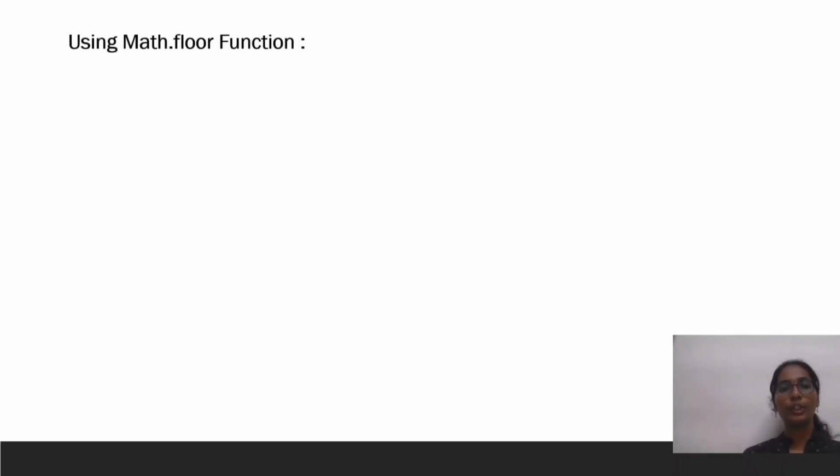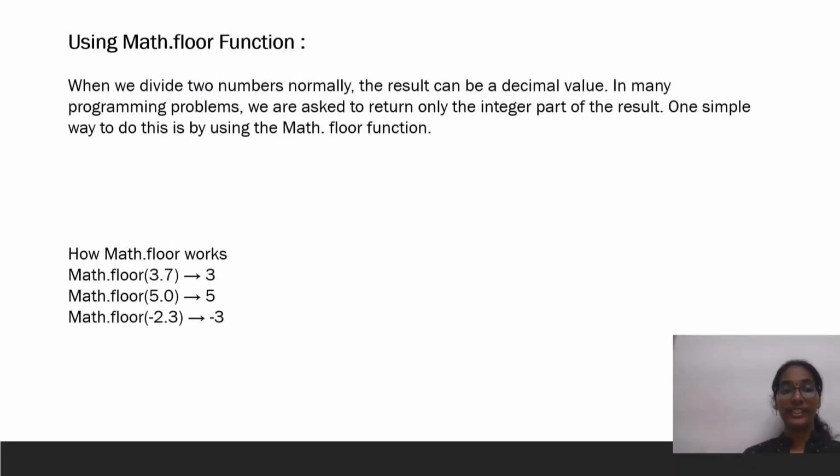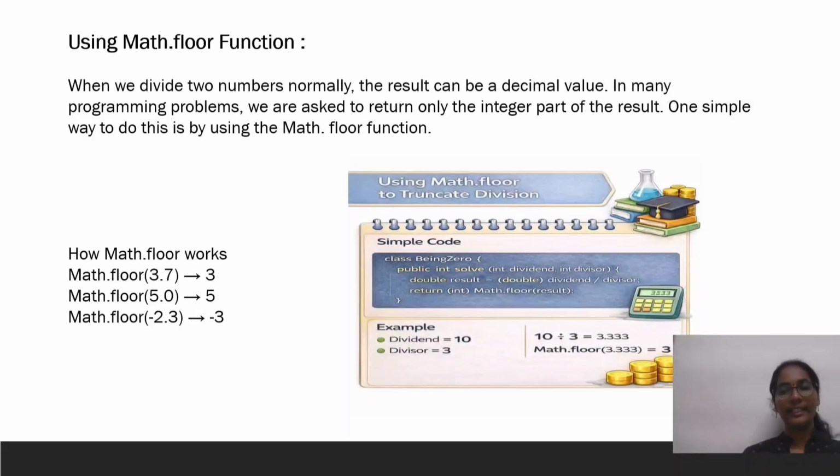These problems can be solved by using the Math.floor function. Now let us see how it works. Math.floor of 3.7 gives 3. Like this it works.